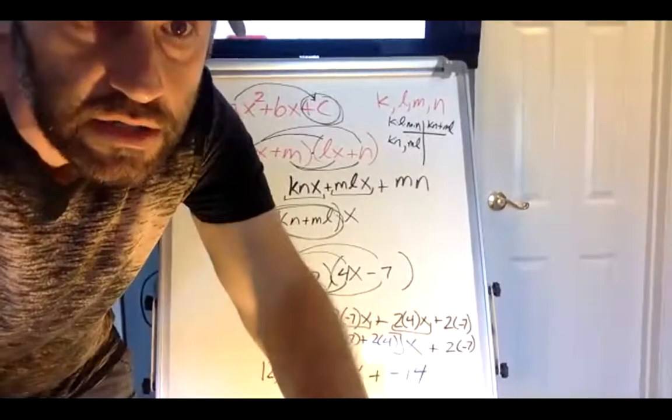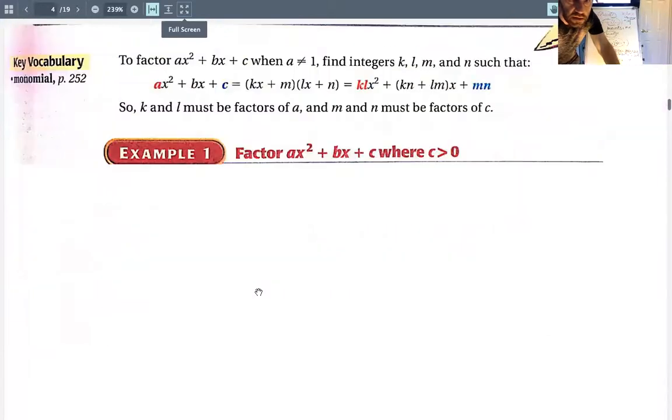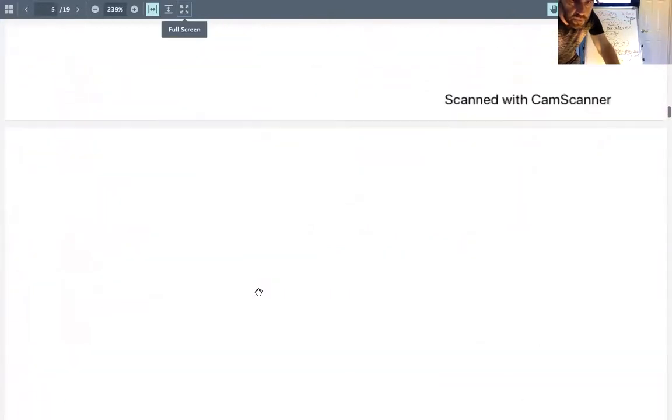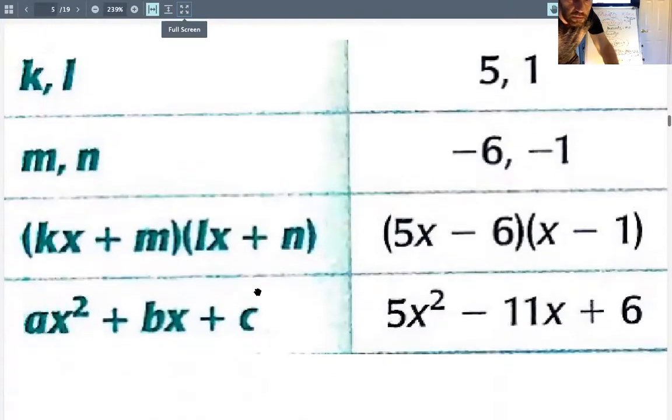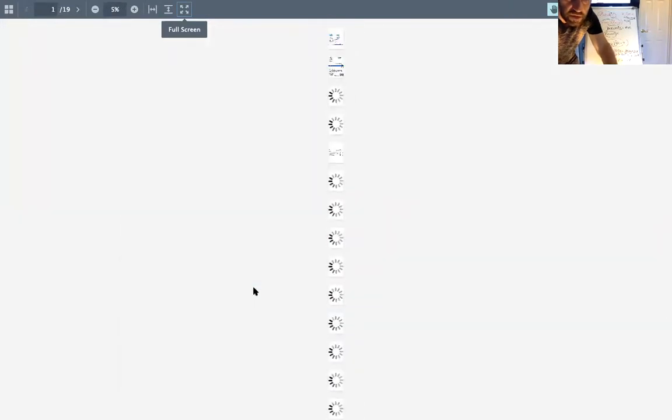Okay, share screen. I don't even know what that is. Oh boy, I shouldn't have done that. It's a numerical explanation, I think. Uh-oh.